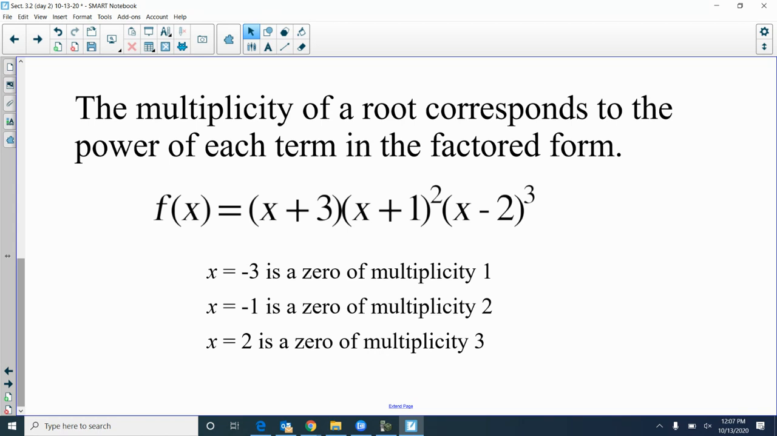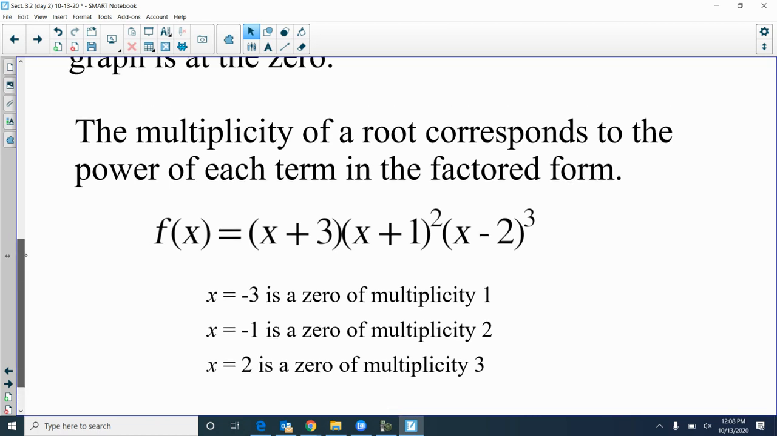So if you take a look at this equation, well, x plus 3 is automatically to what power since it's not written? It's to the power of 1. Okay? X plus 1 squared, we would say it has a multiplicity of 2. And then x minus 2 cubed is a 0 of multiplicity 3. Well, what does it mean to have a multiplicity of 1? I'll come back to this.